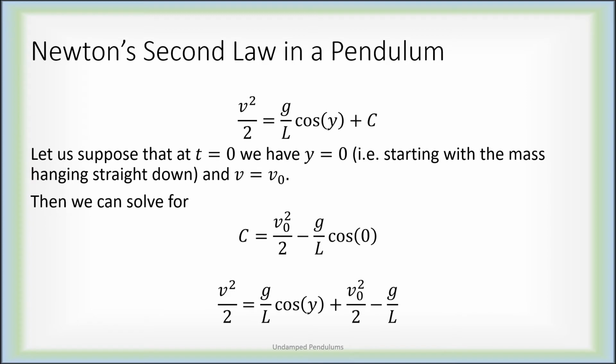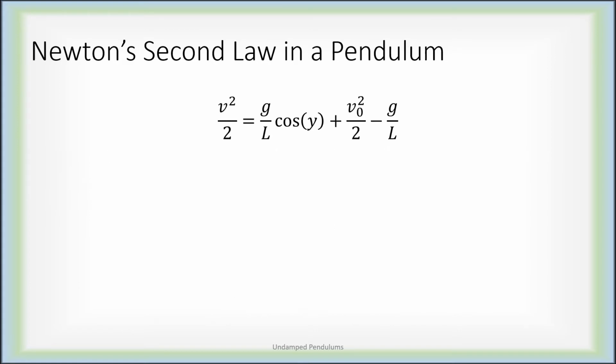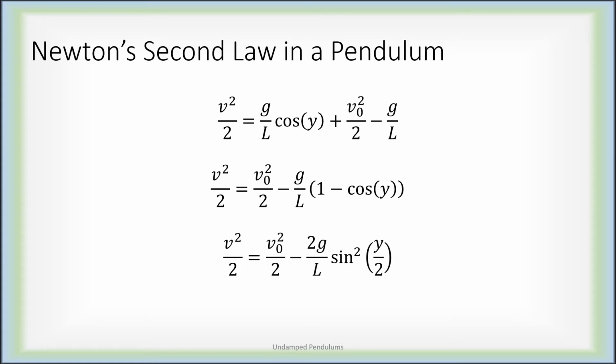So I can plug this choice of c into our original expression, and we end up with v squared over 2 equals g over L times the cosine of y plus c, where c has been solved for to be v naught squared over 2 minus g over L. All right, so with our initial conditions of hanging straight down with some initial velocity, here's how we've solved things. We can factor a little bit and just simplify our expression. And now, instead of calling this 1 minus the cosine of y, we can call it 2 times the sine squared of y over 2, using one of our half-angle identities.